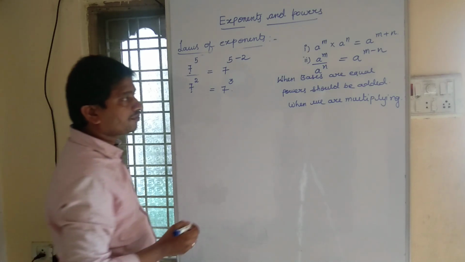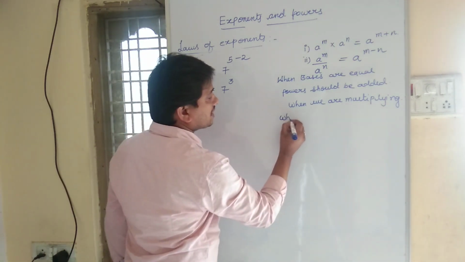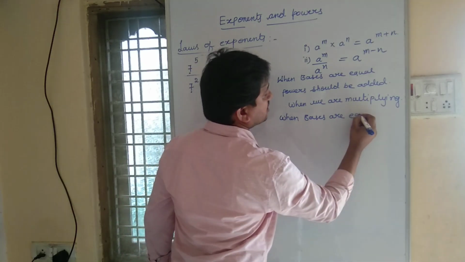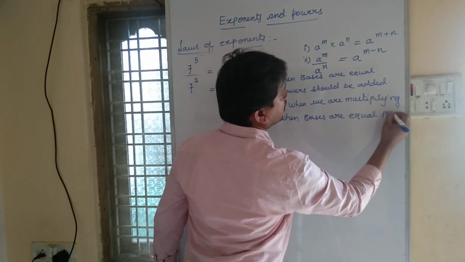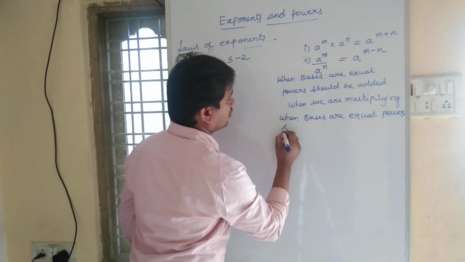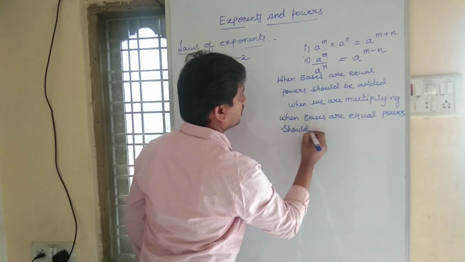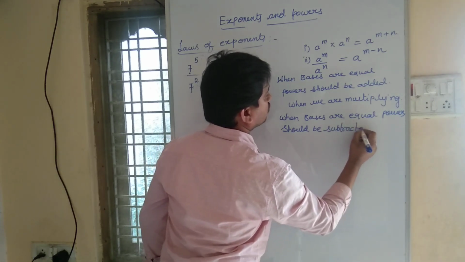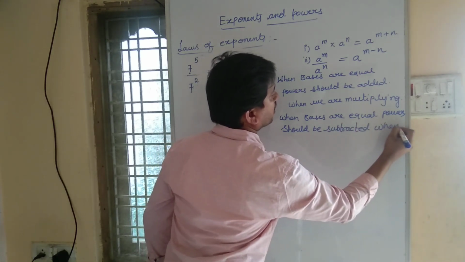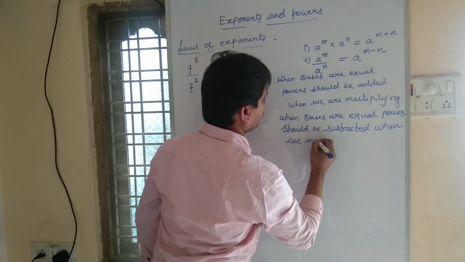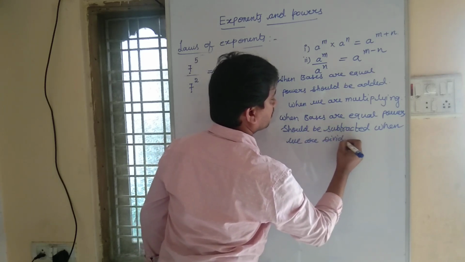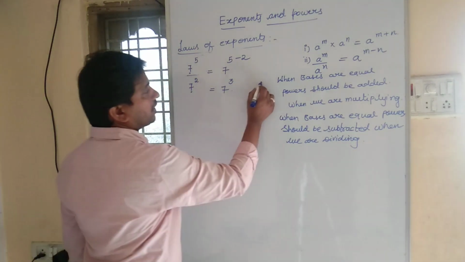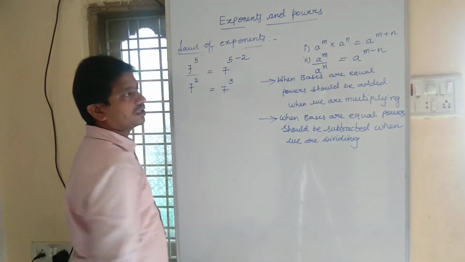Got my point? So here, when bases are equal, power should be subtracted. Power should be subtracted when we are dividing. So this is our first point and this is our second point.